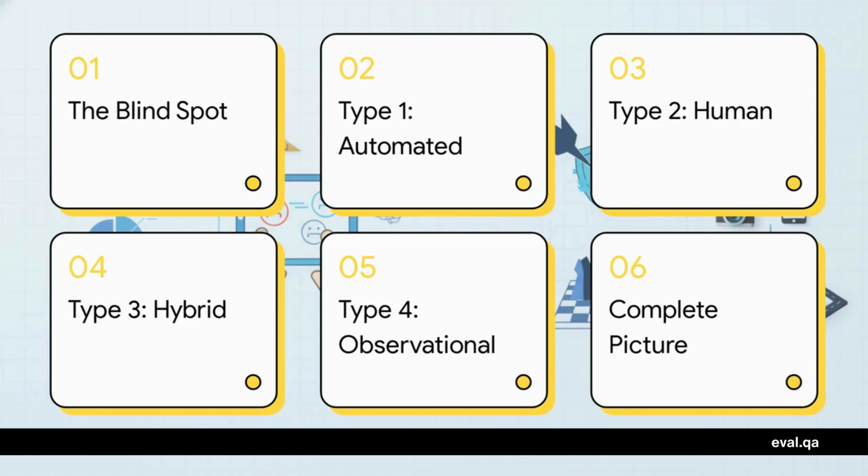We need to see the whole picture. We're going to start by talking about that evaluation blind spot. Then we'll walk through the 4 main types of evaluation: automated, human, hybrid, and observational. And finally, we'll see how to put it all together.